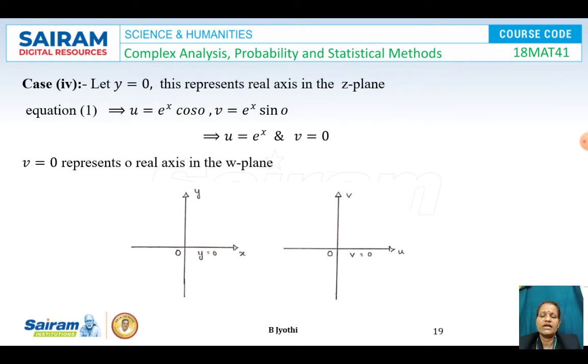Next case, when we take y is equal to 0, which is nothing but the real axis, therefore we get u is equal to e power x and v is equal to e power x into sin 0, therefore v is equal to 0. So u is equal to e power x and v is equal to 0, therefore v is equal to 0 is nothing but the u axis. That's the real axis in the w plane.